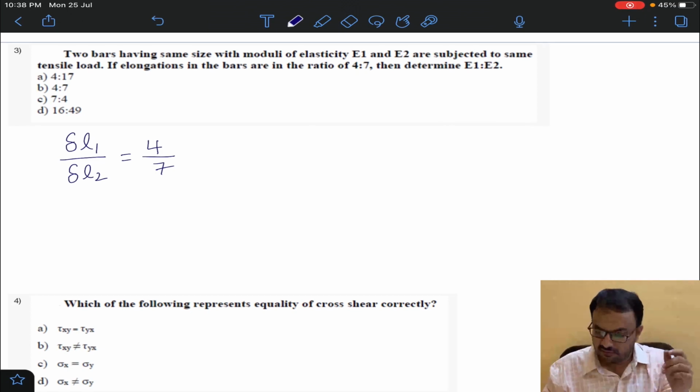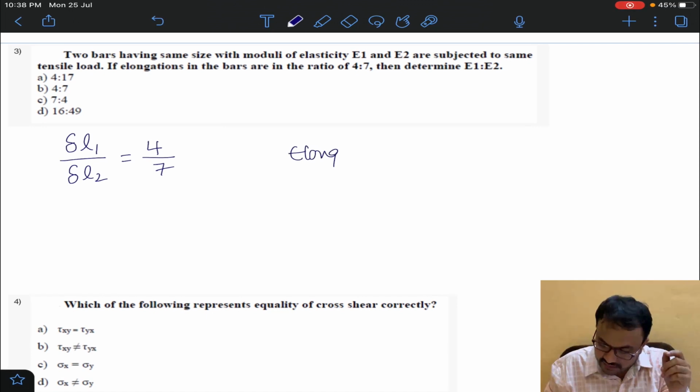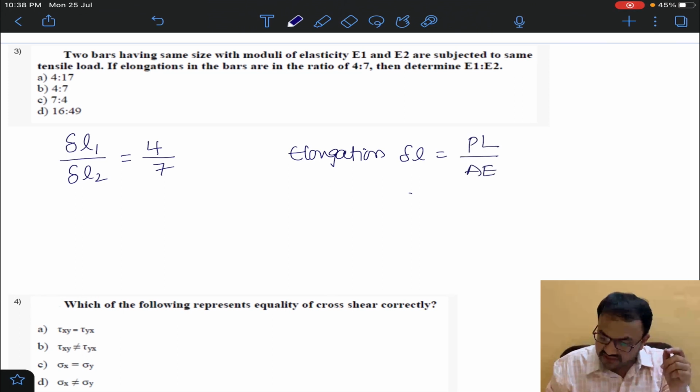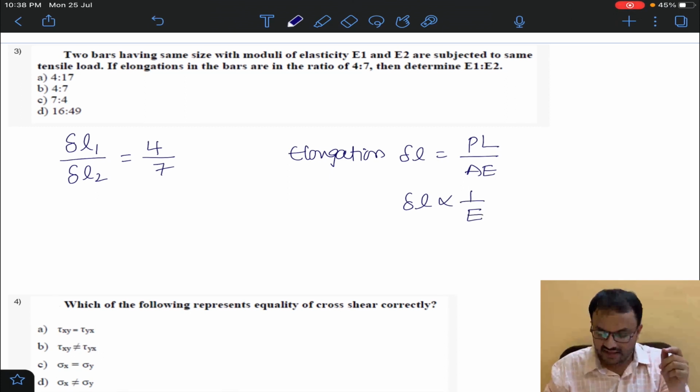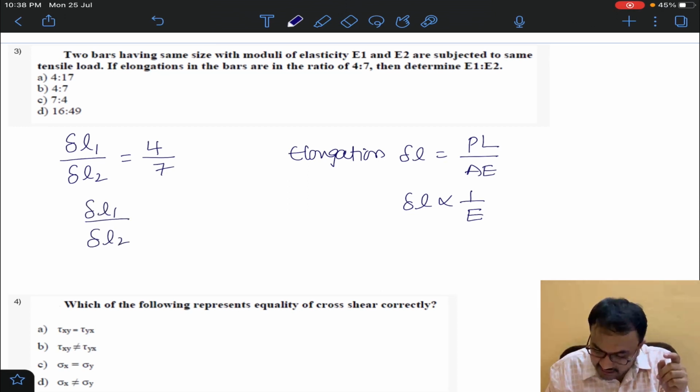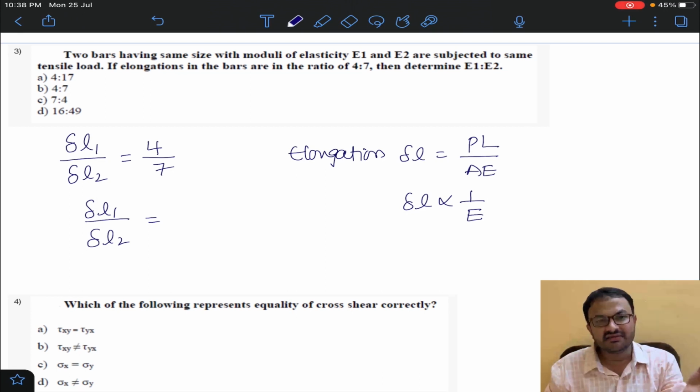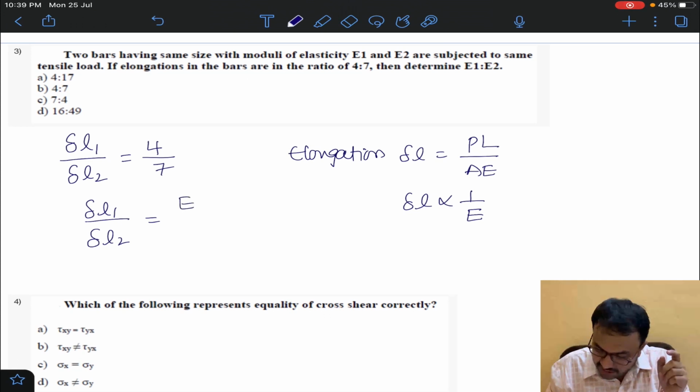We have a basic formula, elongation delta L is equal to PL by AE. So from this expression, delta L is inversely proportional to E, right? And he has given us delta L1 by delta L2. As delta L is inversely proportional to E, we can write delta L1 by delta L2 is equal to E2 by E1. Okay, then it will become 4/7.